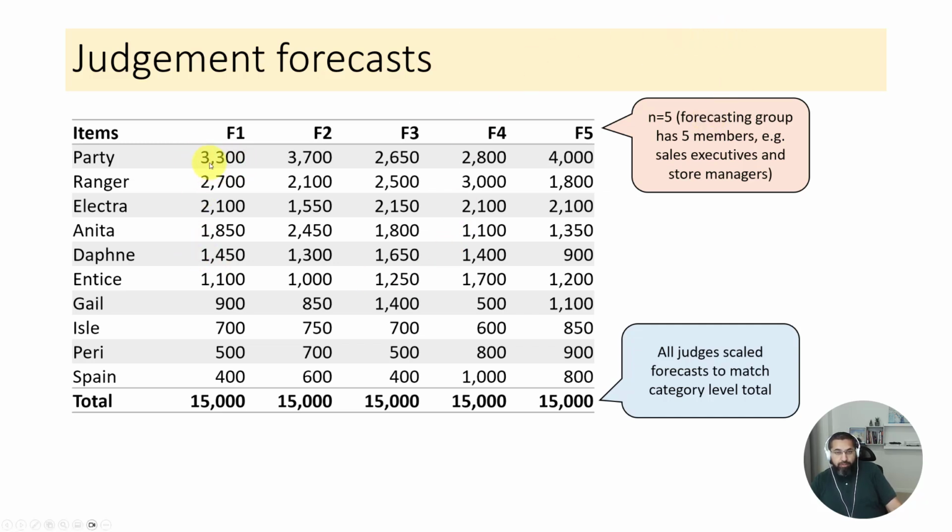So forecast member 1 says that the Party parka is going to sell 3,300 units. The Ranger parka is going to sell 2,700 units. They don't all agree. Look at Electra. The first person thinks it's going to sell 1,850. The second person thinks it's going to sell 2,450. The fourth person thinks it's not going to sell very well, 1,100. And so on. So they don't always agree.